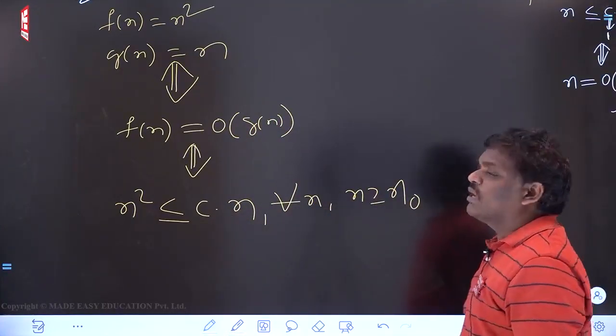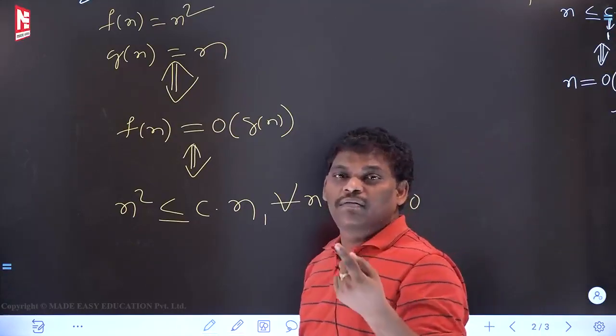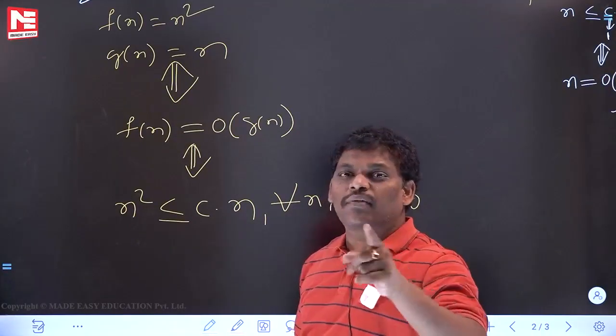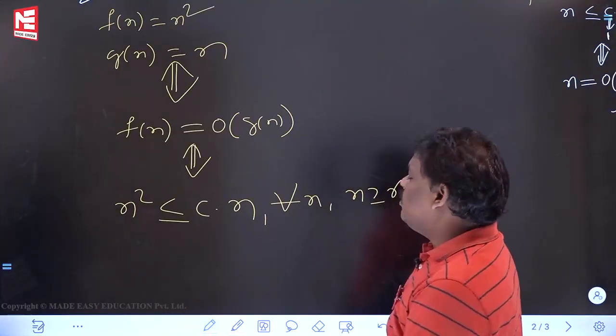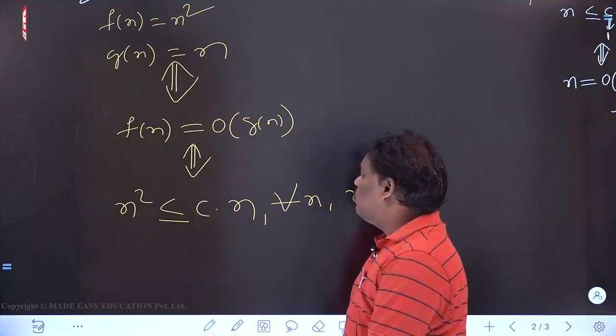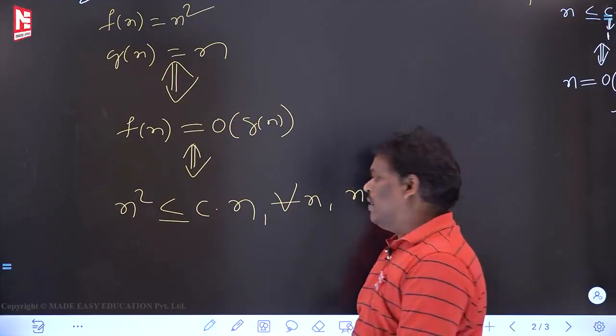Can you say what is the meaning of big O? Big O means prove right greater after taking C help. See this one. Left is going to be n square, right is going to be n. Prove right greater after taking C help. I will try.